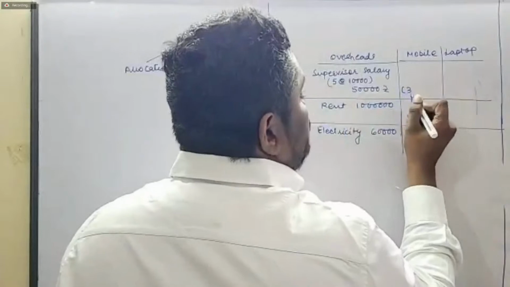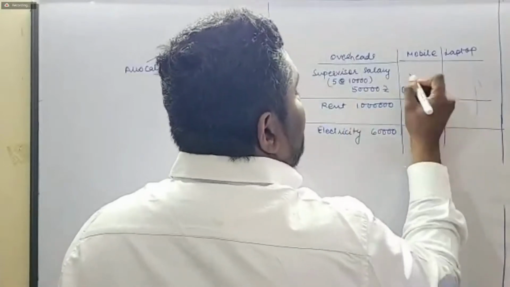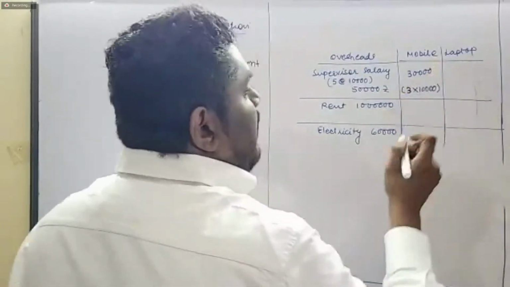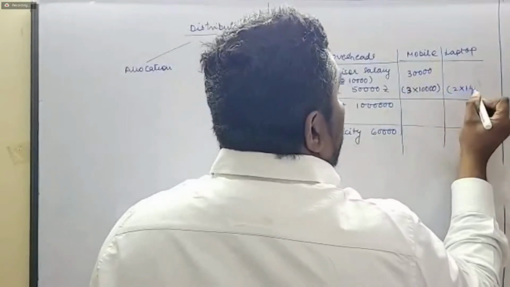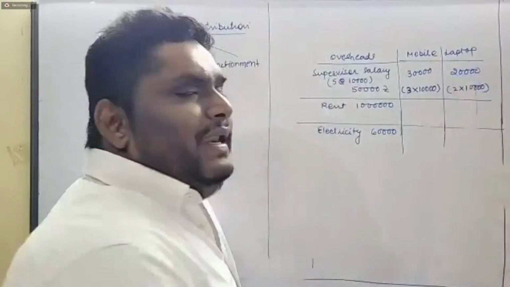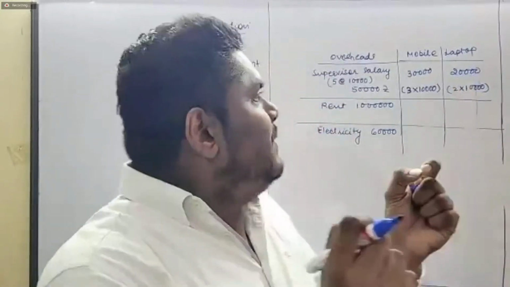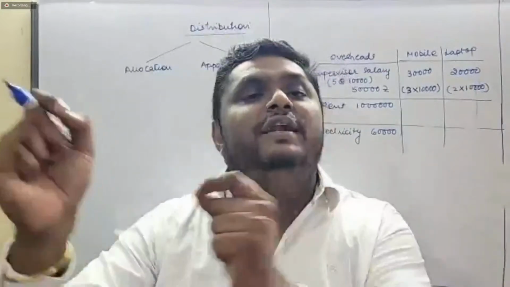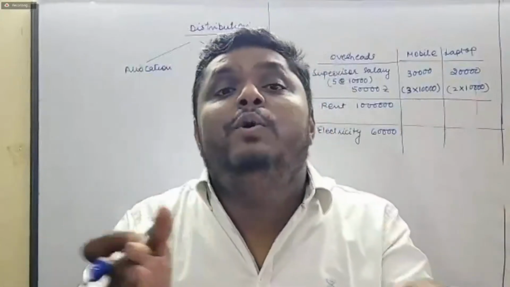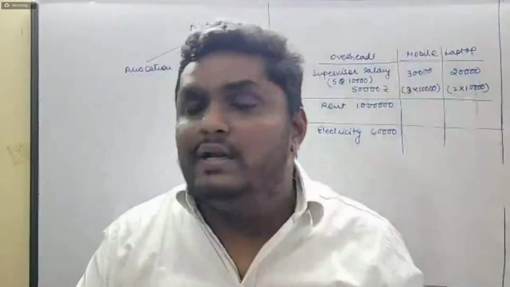That is, since 3 supervisors are appointed for the mobile division, 3 into 10,000, that is 30,000, and 2 into 10,000, that is 20,000. I repeat again, guys, in this question, information is given that 3 supervisors are appointed for the mobile division and 2 supervisors for the laptop division. So herein we can distribute this amount directly, that is 30,000 to the mobile division and 20,000 to the laptop division.